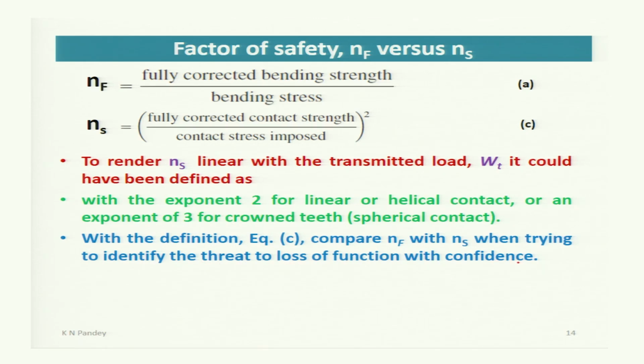with the confidence. So these two will be used to determine the factor of safety: NF for the pinion, NF for the gear, NS for the pinion, and NS for the gear. And the threat will be under the case for which the factor of safety is smallest. So suppose the factor of safety smallest is this one, the meaning is the threat is from bending and on the gear.